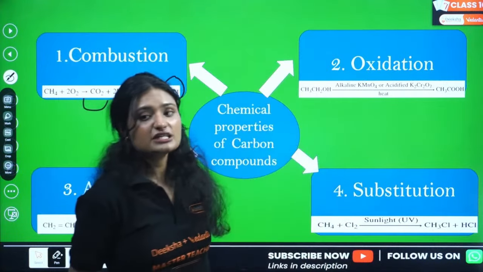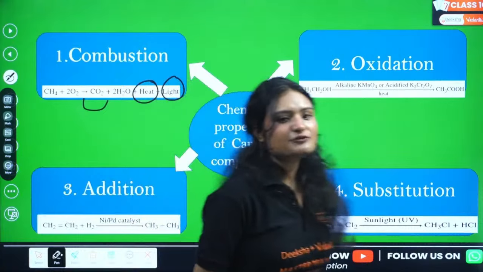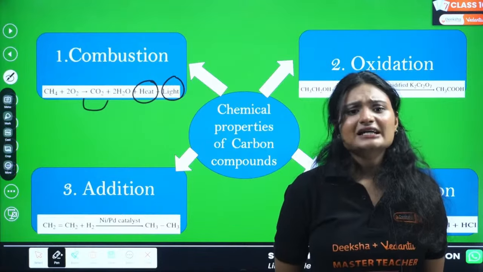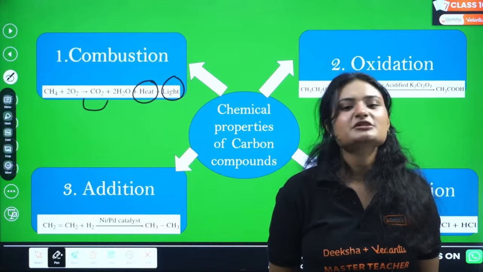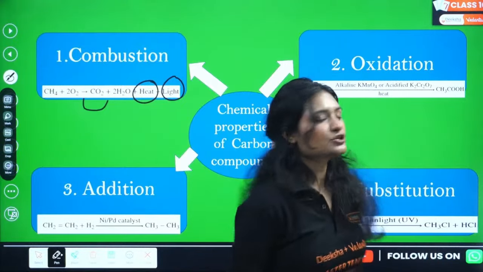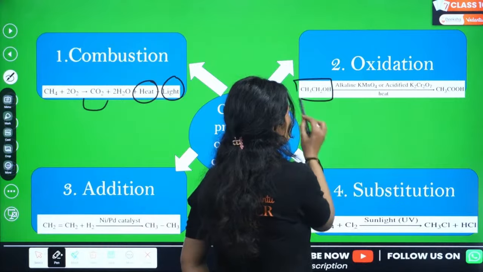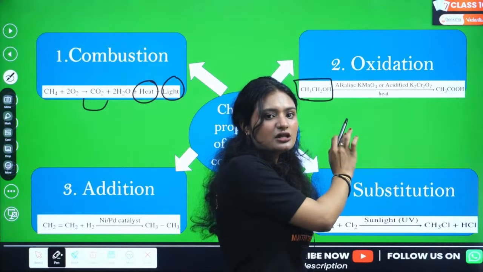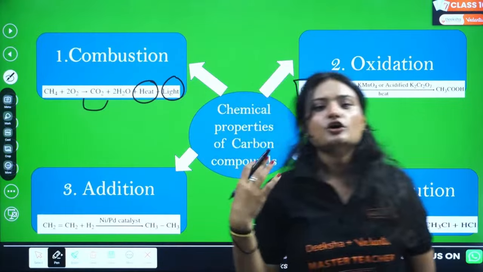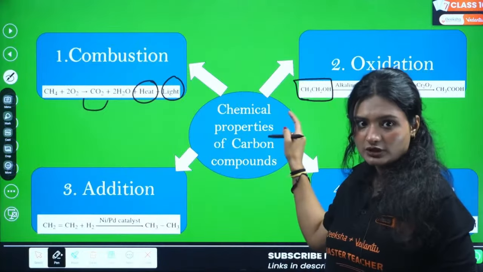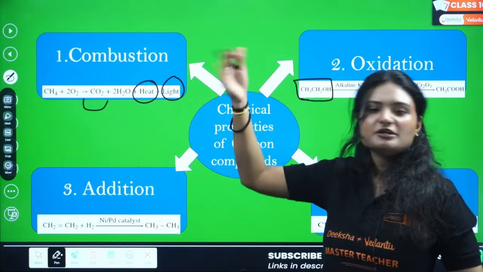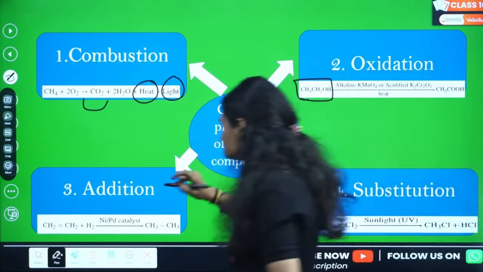Next is oxidation. Oxidation means addition of oxygen. There is a difference between combustion and oxidation. In combustion, you have an unlimited supply of oxygen. But if you add oxygen in a limited supply, that is oxidation. For example, this is very important: oxidation of ethanol will give ethanoic acid. Oxidation means addition of oxygen in a controlled way. That's why there is no heat and light. But in combustion, you are providing unlimited oxygen, that's why you get heat and light also.